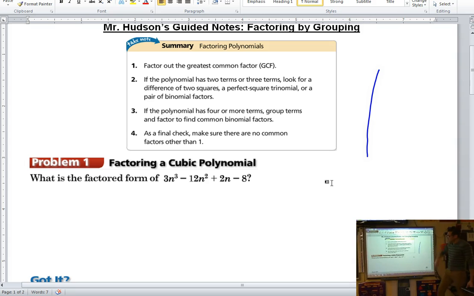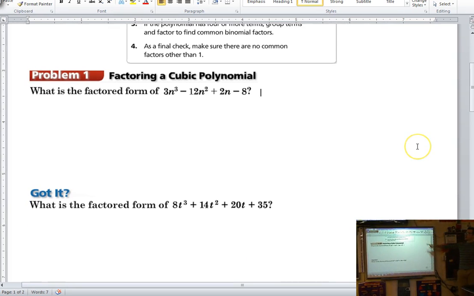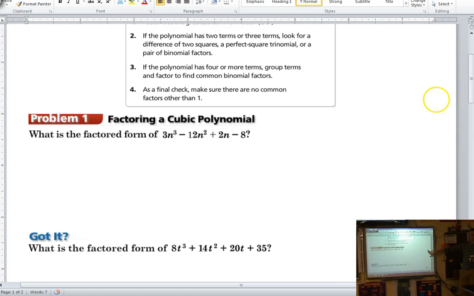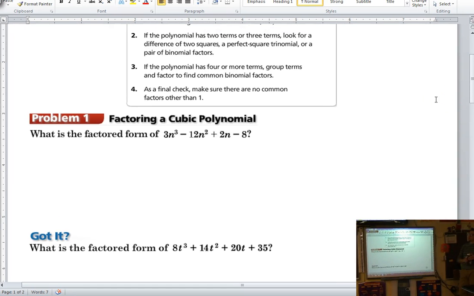So when we look here at 3n cubed minus 12n squared plus 2n minus 8, is there something that we can factor out of all of those terms? 1 doesn't count because that's not factoring out. Calvin? No. So no, right? Well, okay, so why is that step 1 then? Okay, there's nothing to factor out, I guess we move on. So there's step 2. Polynomial is 2 or 3, look for, well, I have 4 terms.